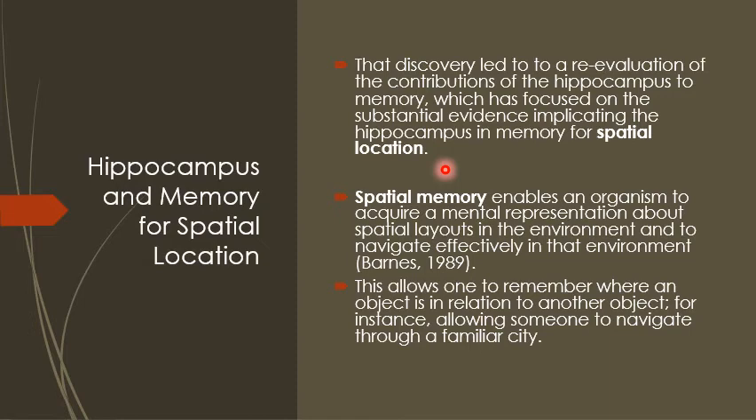When you say spatial memory, this enables an organism to acquire a mental representation of spatial layouts in the environment and to navigate effectively in that environment. So this allows one to remember where an object is in relation to another object, for instance, allowing someone to navigate through a familiar city. So that is the most likely associated function for the hippocampus, not object recognition.